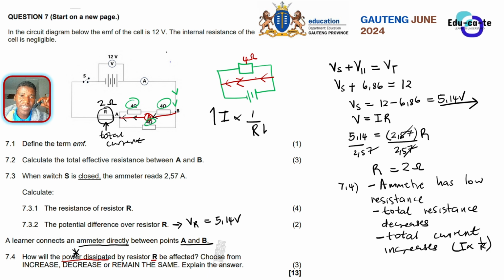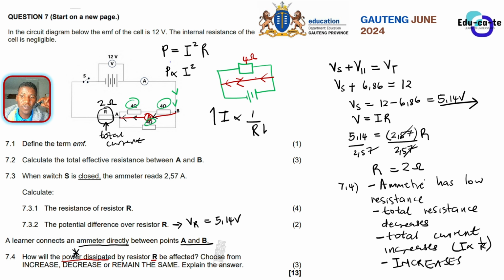You know that the equation exists that says P = I²R. So power is equal to the current squared multiplied by R, the resistance. The resistance here is remaining constant. It's just 2 ohms, but the current is the one that is changing. From this equation, we can see that power is directly proportional to current squared. So when the current increases, eventually the power also increases. So the power of R will be affected in such a way that it increases.